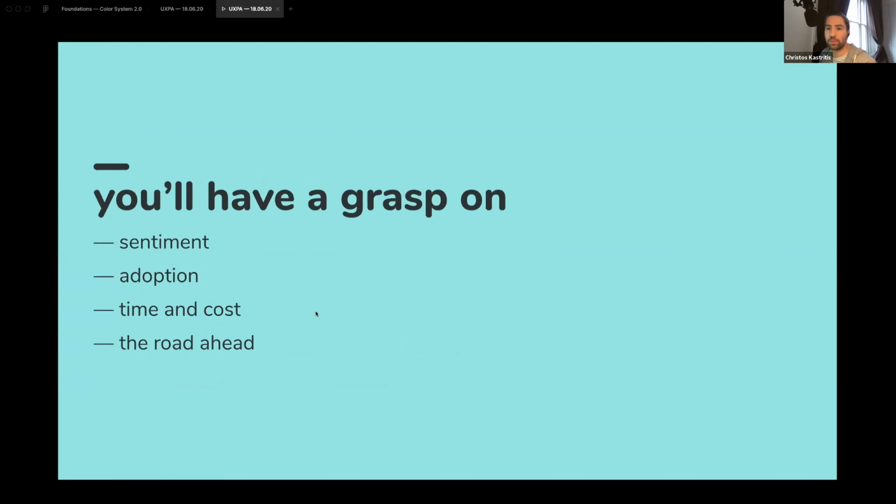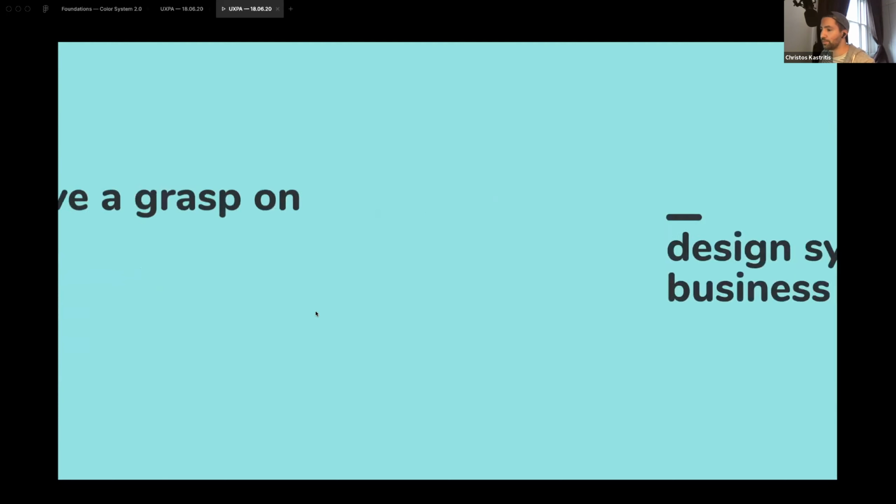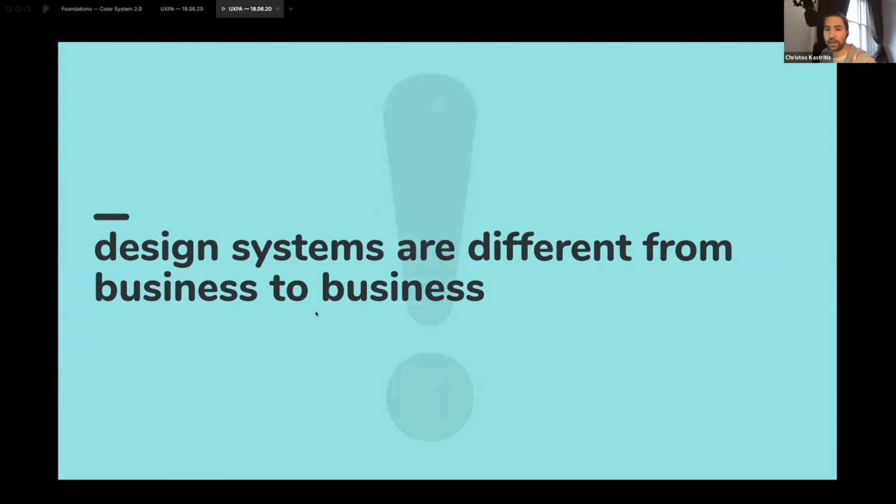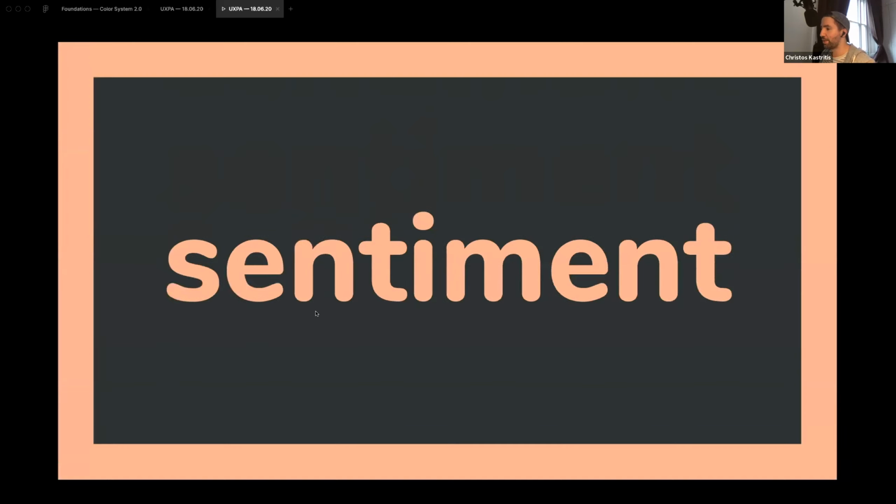So hopefully, by the end of this talk, you'll have a grasp on a couple of different types of measures around sentiment, adoption, time and cost, and then just a little bit of a conclusion. And again, Eli has touched on this already, but design systems are very different from business to business. So what your business cares about could be very different to another, and the design system should really follow suit. So there's no right or wrong. It's all just a big old learning curve.